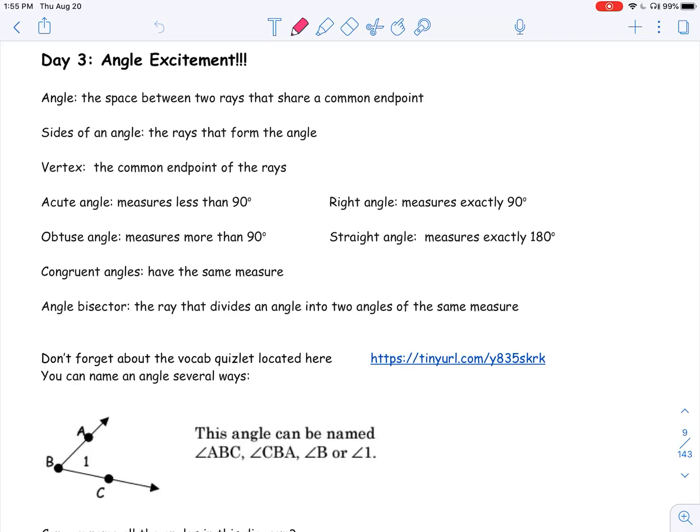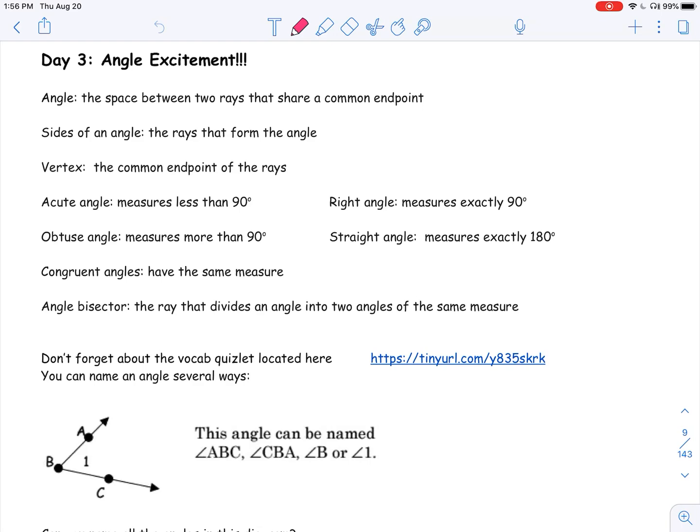Day 3, we're going to start out with some angles. We have vocab as usual. An angle is the space between two rays that share a common endpoint. The sides of an angle are the rays that form the angle. Our vertex is the common endpoint of the rays.